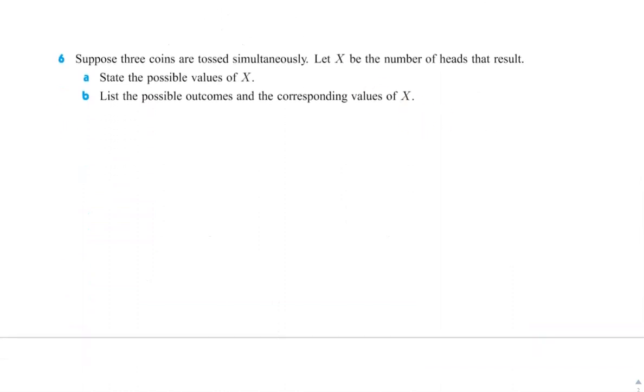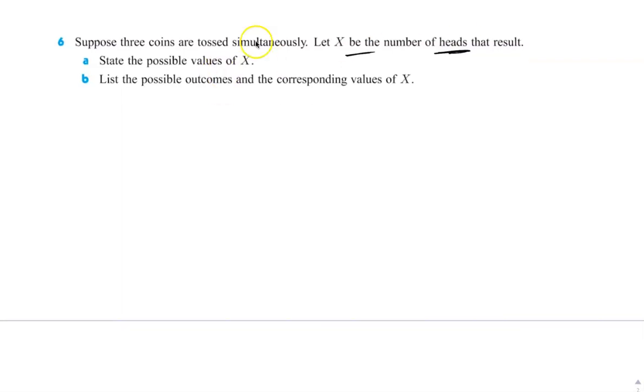Suppose 3 coins are tossed simultaneously. Let X be the number of heads that result. So again, X isn't heads or tails, it's the number of heads that result. Say the possible values of X. Well, if we're tossing 3 coins, I could get no heads, meaning they're all tails. I could get only 1 coin with a head, 2 coins with a head, and then all 3 coins turn up heads. So those are the possible values: 0, 1, 2, 3. No heads, all heads, and all the mixtures in between.